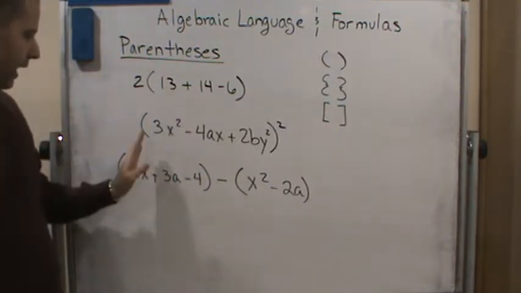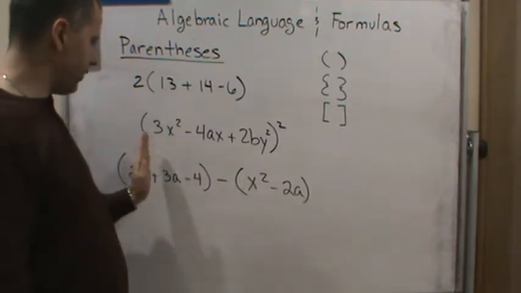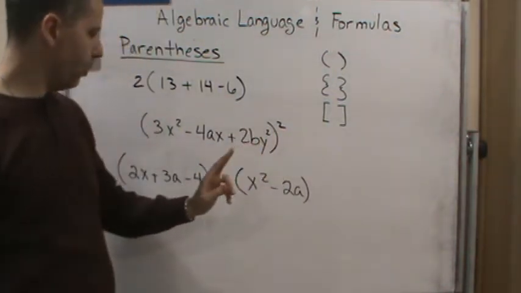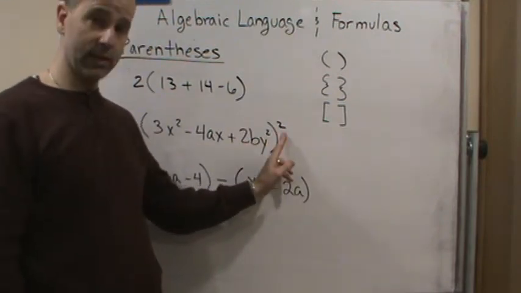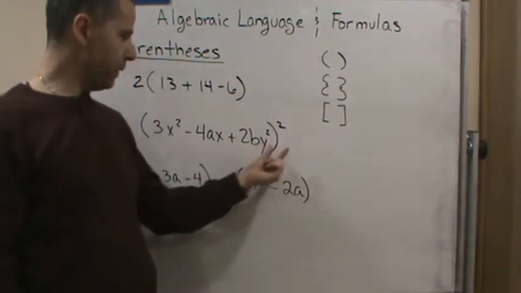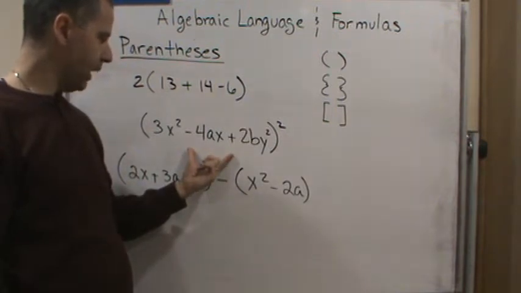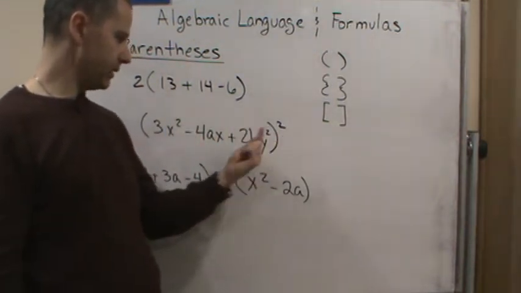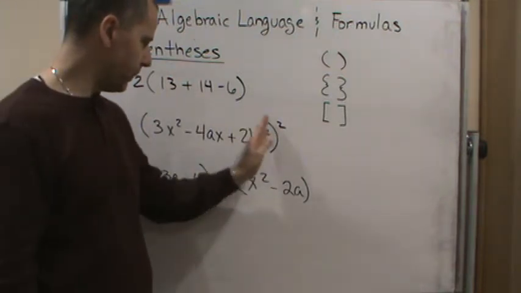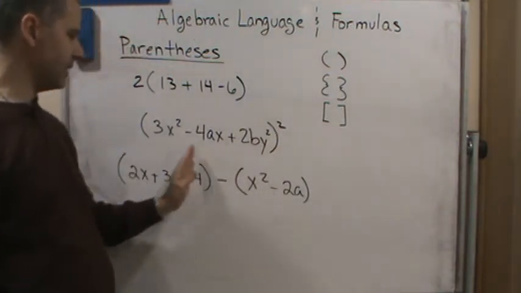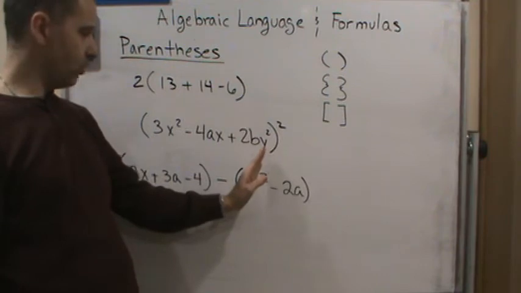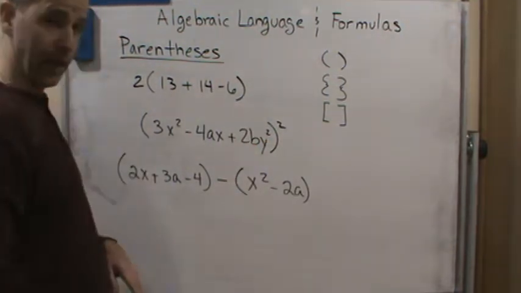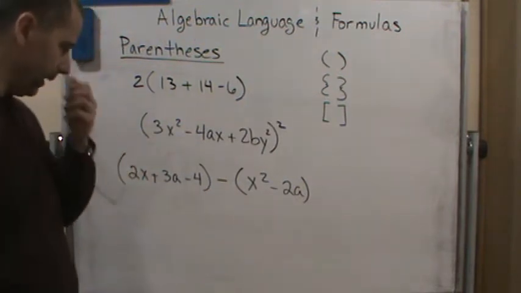Likewise, here we have parentheses with a power. Remember, the exponent tells us that we're going to multiply this by itself twice. So I'm taking this entire entity and squaring it. It's not squaring just one piece of it. I'm saying, hey, I want to take this entire thing and square it. So this means I'm taking this whole thing and multiplying it by itself.